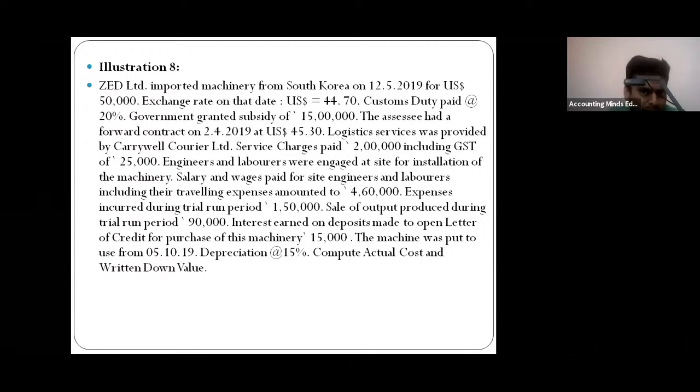Now I explained each one of these points. Please go ahead and find out the cost of the machine here.